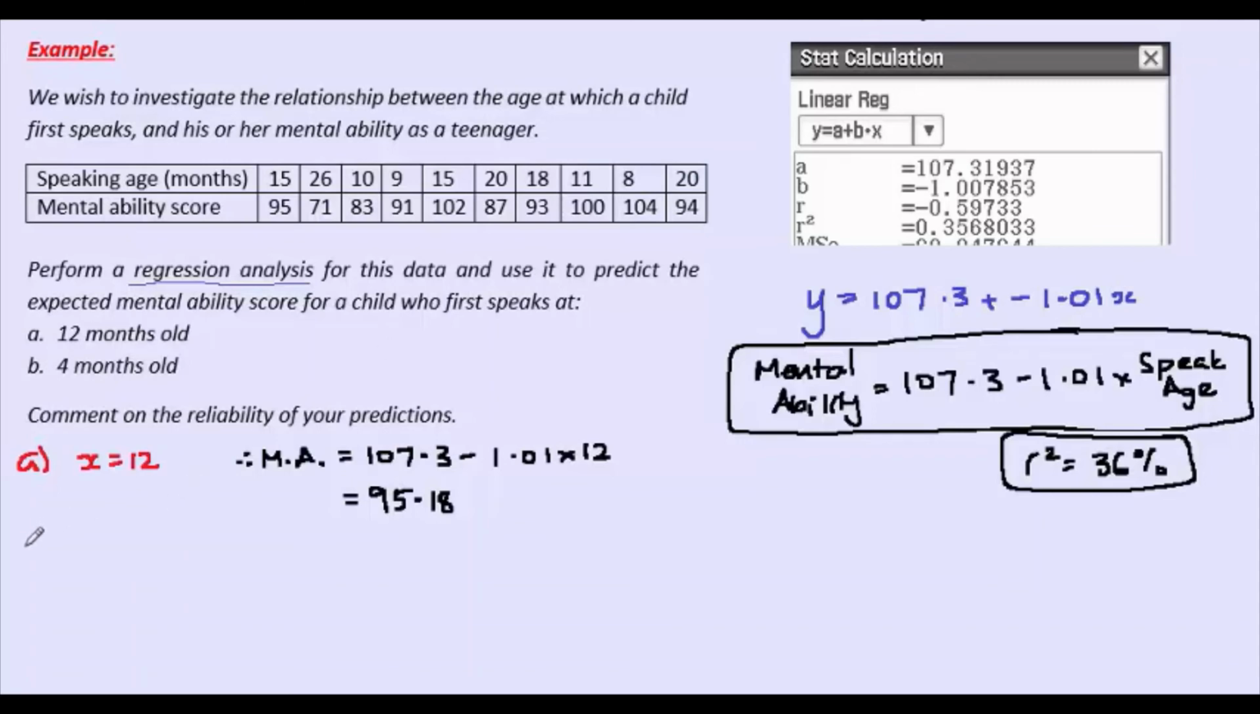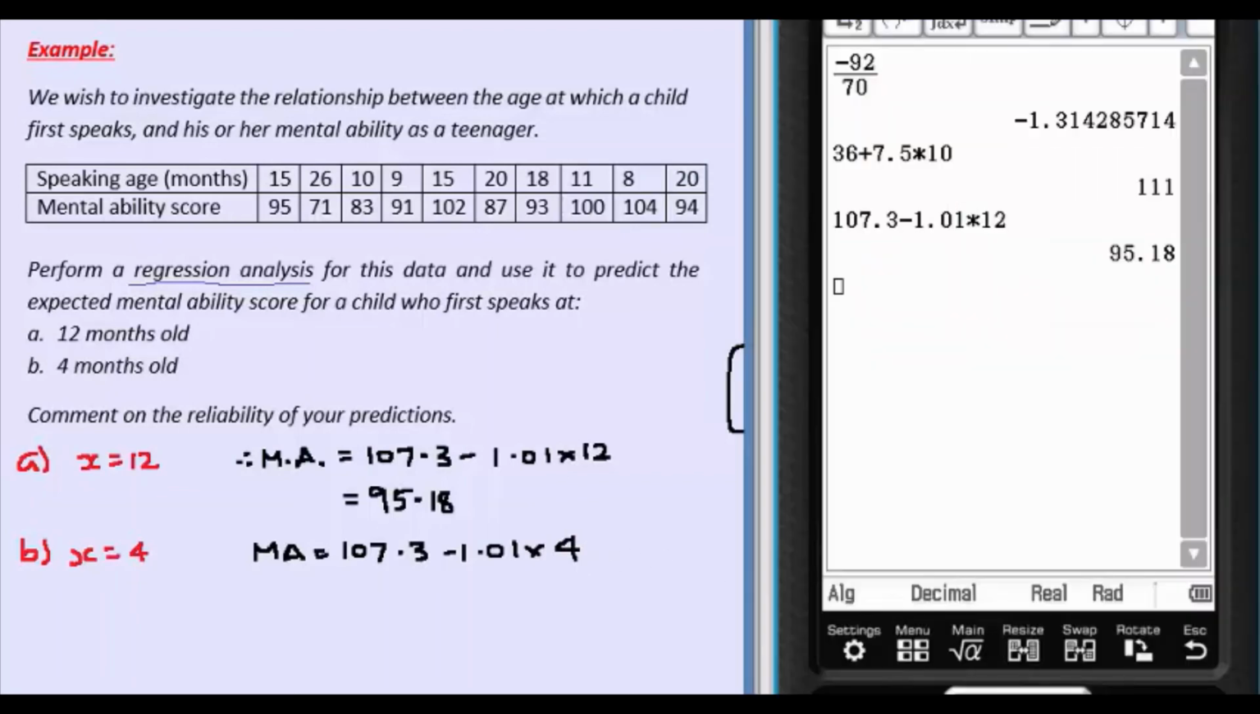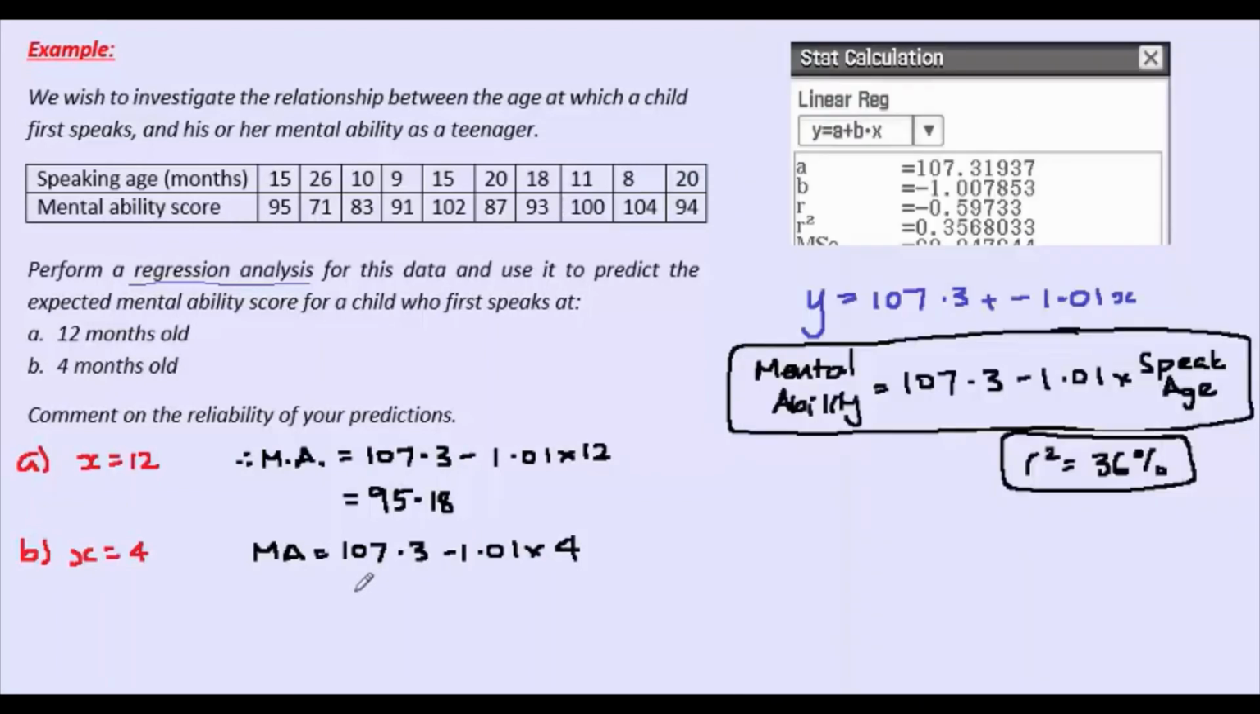If we have a look at the speaking age of 4 months, we can do exactly the same thing. So the mental ability is 107.3 minus 1.01 times 4. And again, because we're using the same equation, we can just substitute that in, and we get a score of 103.26. And there we've calculated our expected mental ability scores according to the speaking age.